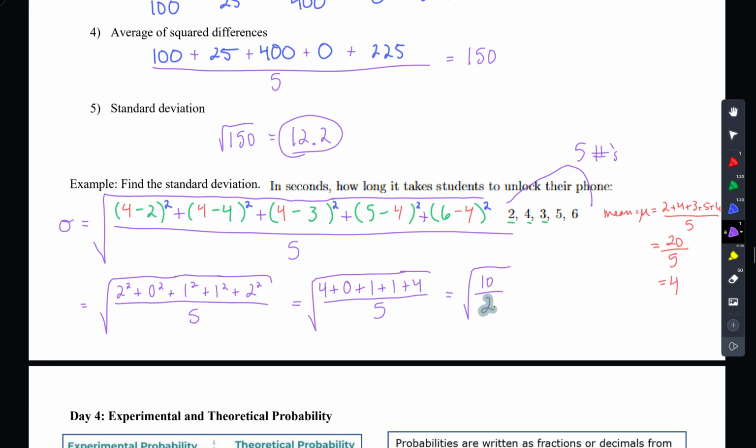Oh, whoops. I was doing it in my head. Okay. Divide by 5. So you would type in the square root of 2 in your calculator. So it'd be about 1.4. That would be your standard deviation. And if you want to round it to the nearest one tenth, yeah, 1 decimal. Okay.